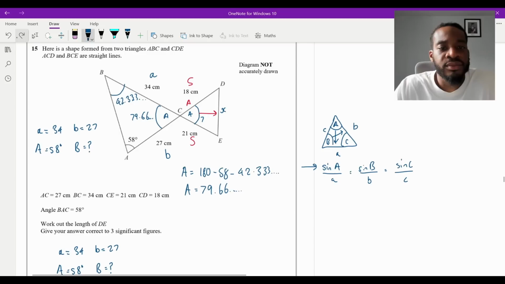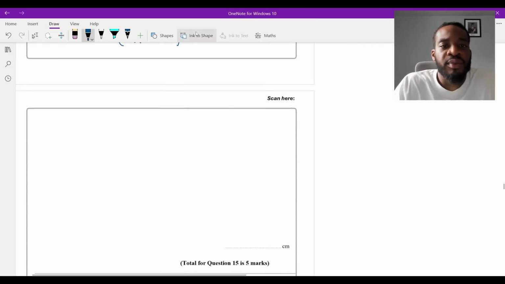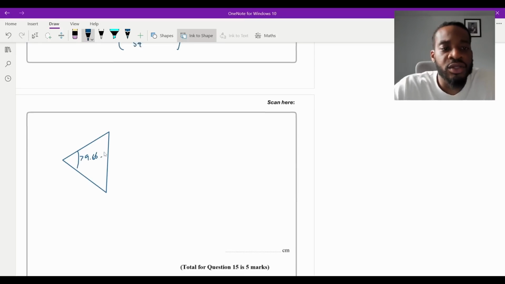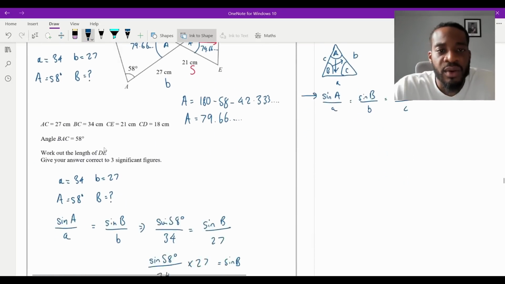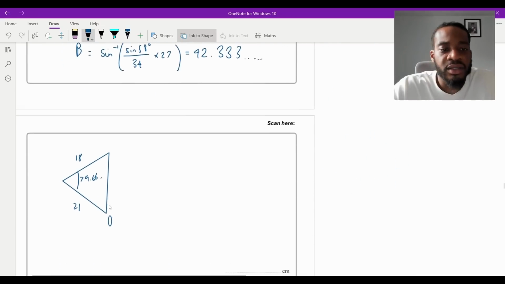So now I'm in a position to answer the question, because I've got the angle that we needed at the very beginning. It's the angle lodged in between those two sides. To get that side DE, I'll draw that triangle out again on this side. This is the triangle that we want. This angle is 79.66, and the two sides either side of it are 18 and 21. I'm looking for D and E, so that's E and that's D.